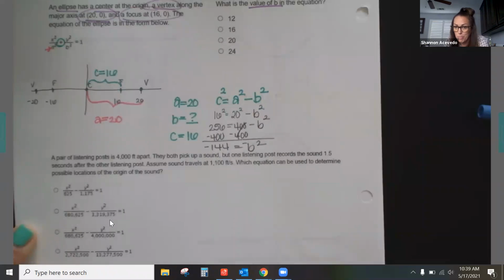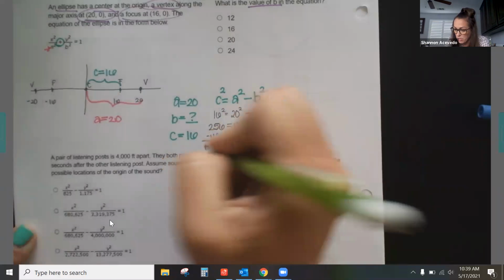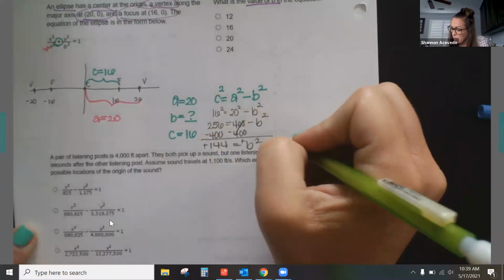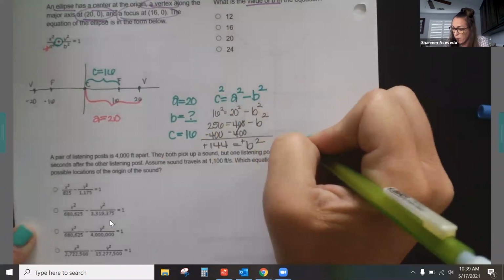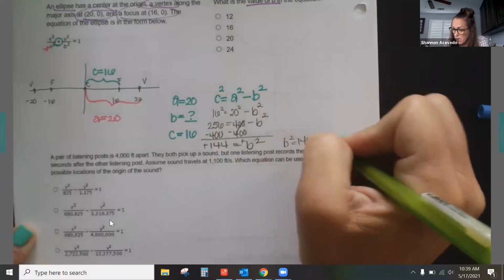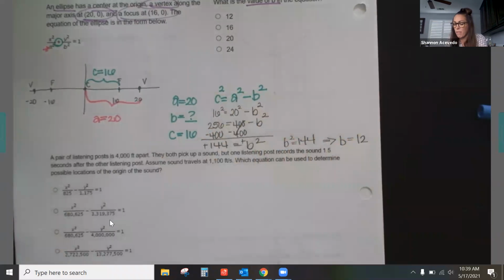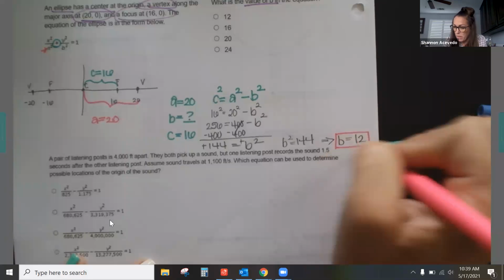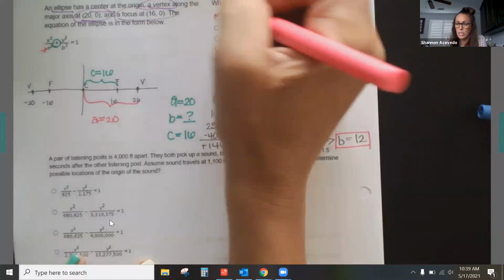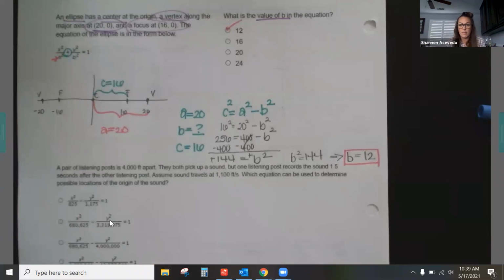I can multiply those by -1, or divide by the negative, so they're both going to be positive. So I end up with B squared is 144. That means that B is going to equal 12. And this is the answer we're looking for. I was looking for my B value, which is just 12.